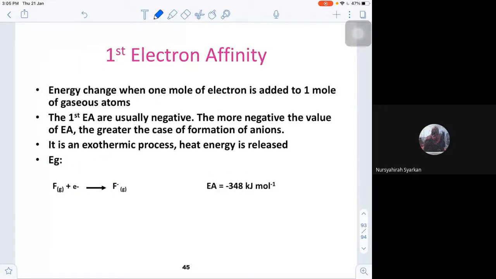This is an example of the first electron affinity of fluorine. If you have to define first electron affinity, it is the energy change when 1 mole of electrons is added to 1 mole of gaseous atoms. There is no ion there because it is specific to the first EA. The first EA is usually negative, but for certain elements it is positive. The more negative the value, the greater the ease of formation of an ion. This is what I said just now: it is easier for that atom to receive the electron. For example, F gas plus 1 electron turns to F minus gas, and the EA is negative 348 kilojoules, which means that 348 kilojoules of energy is released because it is negative.